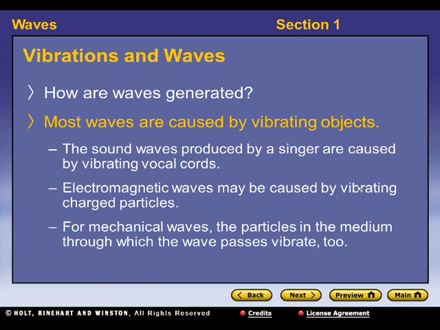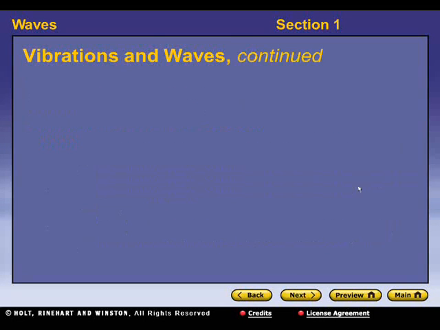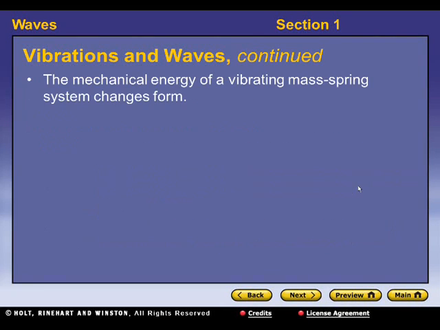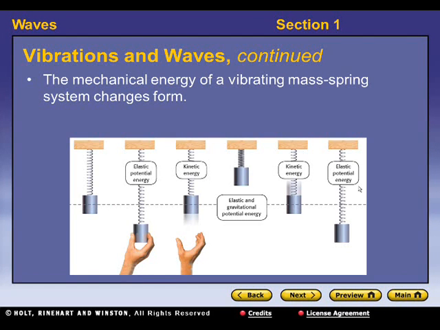Electromagnetic waves may be caused by vibrating charged particles, and for mechanical waves, the particles in the medium through which the wave passes vibrate too. So the mechanical energy of a vibrating mass spring system changes form. So in this case, we have masses on springs.